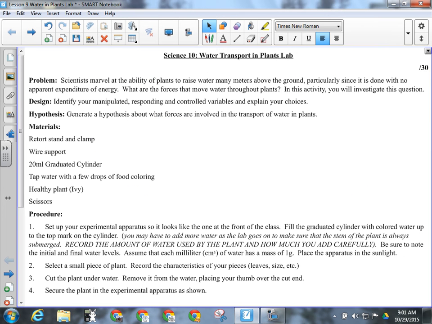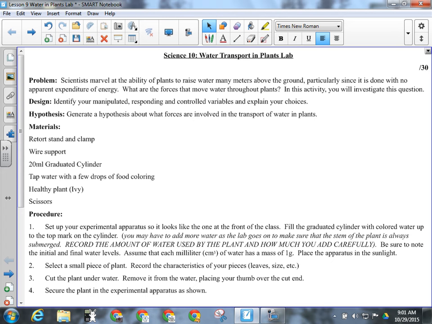All right, so what we're going to be looking at here is the Transport in Plants Lab, and I hope it's going to work. Walmart didn't have the plants I usually get for this, and no one else did either, so I had to get the next best thing. We don't have exactly the plant I usually use for this lab.